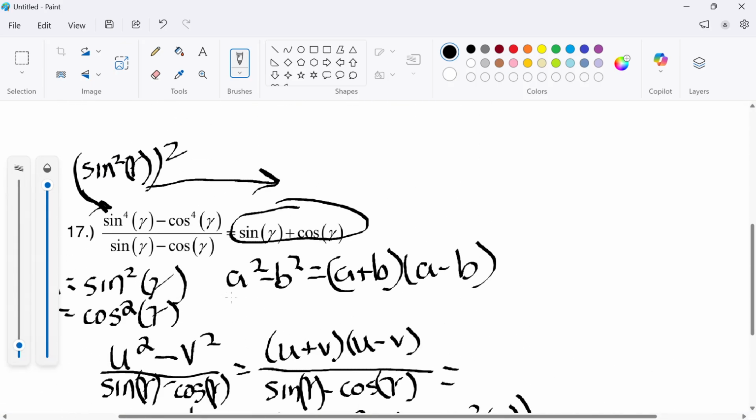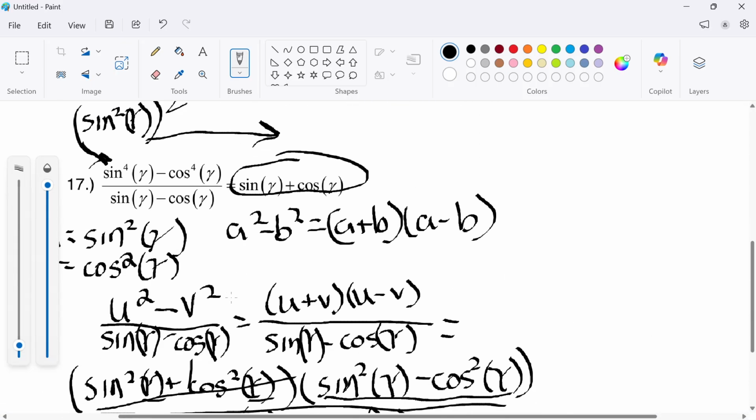But anyway, that's how to get from sine to the fourth power gamma minus cosine to the fourth power gamma, all divided by sine gamma minus cosine gamma, and see that it is actually equal to sine gamma plus cosine gamma.